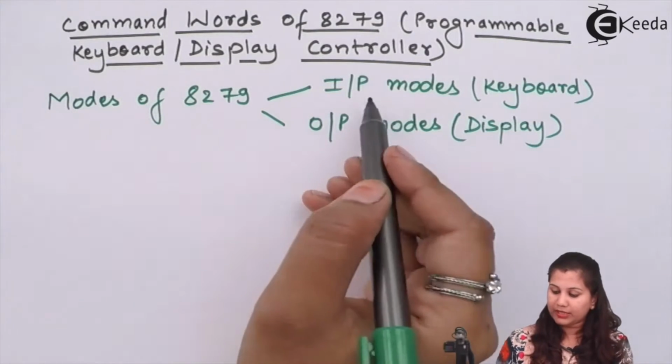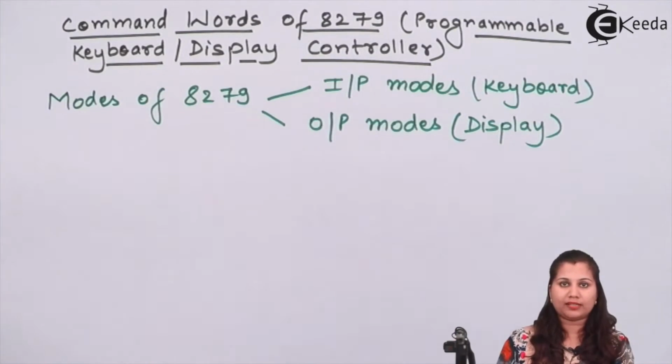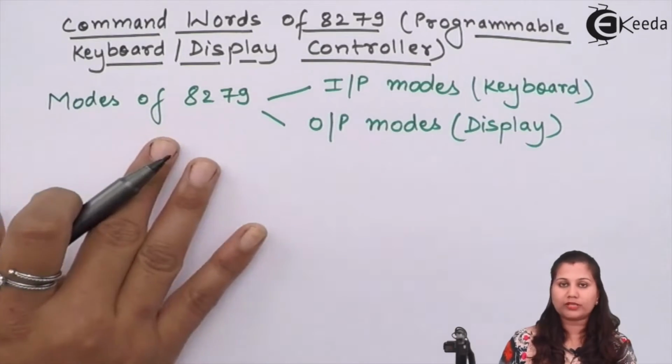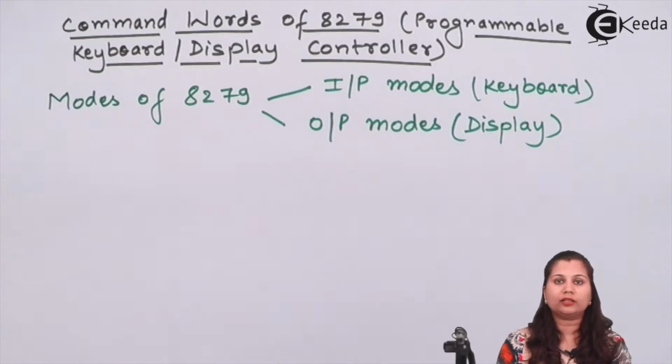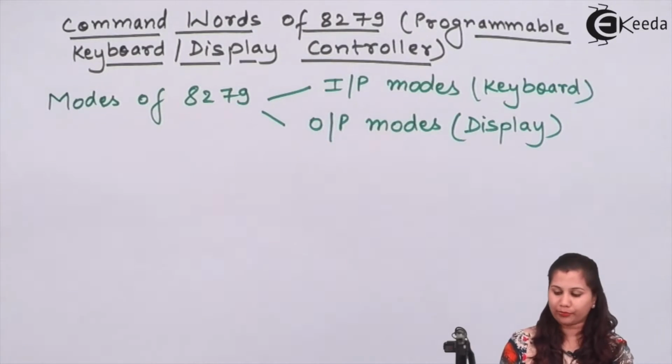Now these input modes can be of various types, like scan keyboard mode, scan sensor mode, and strobed input mode, and output modes can also be of different types. These modes have command words which are written into the control registers, and these control registers then define which mode the 8279 is going to work in.